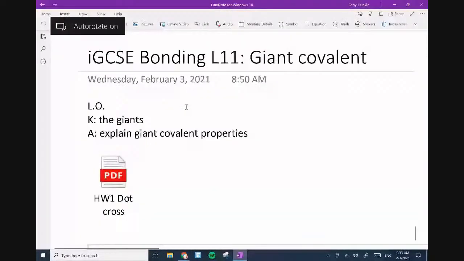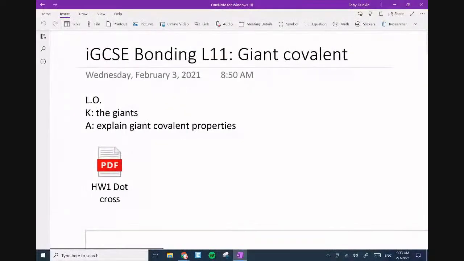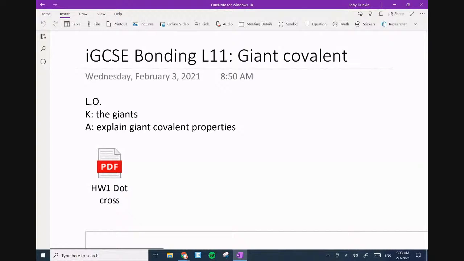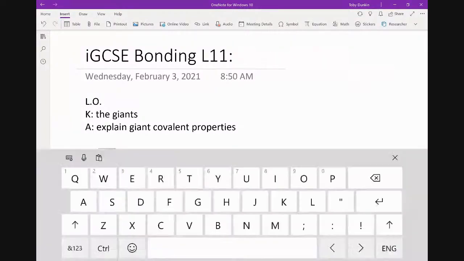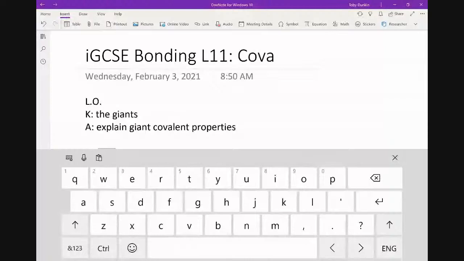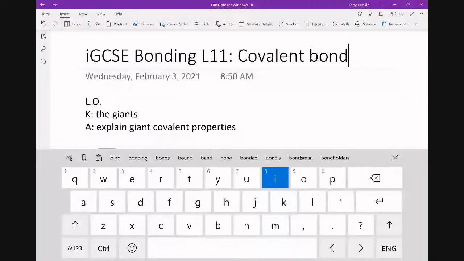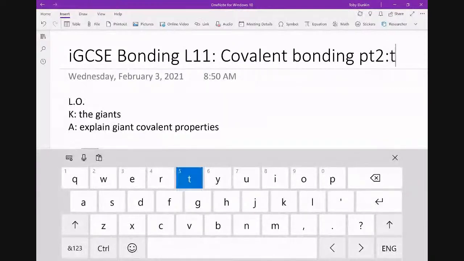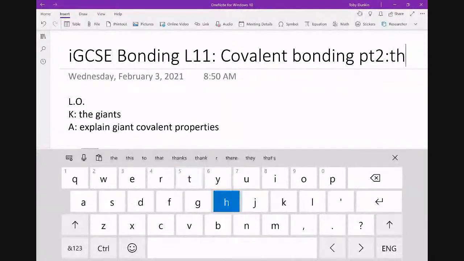So we have got bonding, covalent bonding part 2. And this is, I'll actually change that. It is lesson 11 giant covalence. We can do covalent if you like. I think it's probably a bit clearer if I do covalent bonding part 2, and this is the giants. Giants. I'll even make that big. The giants. I like it.